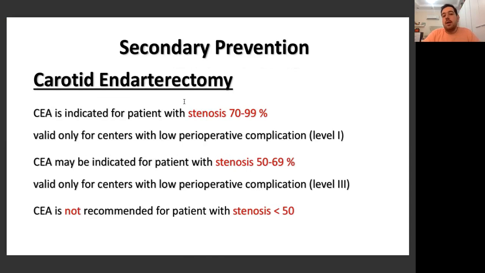So another form of secondary prevention is to do carotid endarterectomy. This is a surgical procedure where we stop the blood supply to the carotid and then we open it up. We remove all the cholesterol plaques. Okay, we revascularize the vessel surgically, and then the patient will have a disease-free carotid artery.